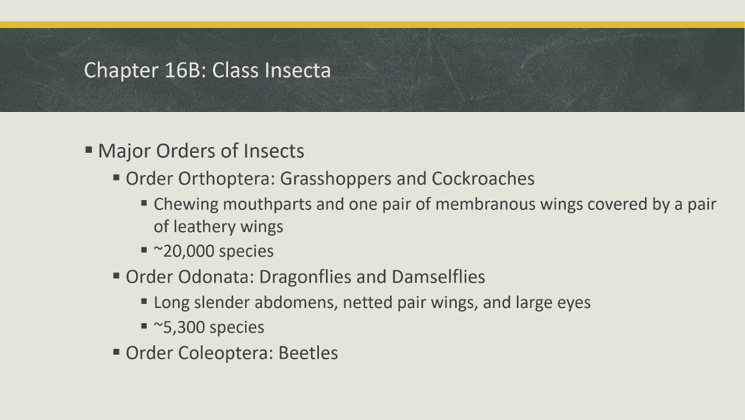Then order Odonata. This is dragonflies and damselflies. Dragonflies and damselflies are pretty similar. One of the main differences between the two has to do with their wing orientation, how they hold their wings when they're at rest, and a little bit with their body shape. But the characteristics here: long, slender abdomens, a netted pair of wings, so membranous wings again, but in pairs. They have two on the left and two on the right, and then large eyes, and about 5,300 species here.